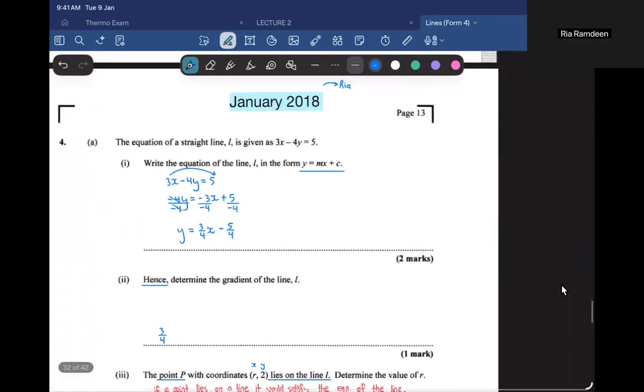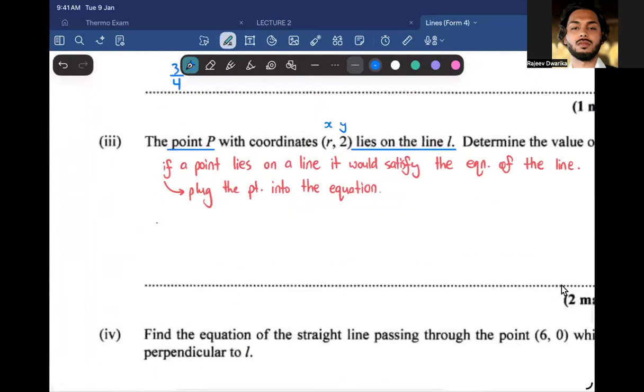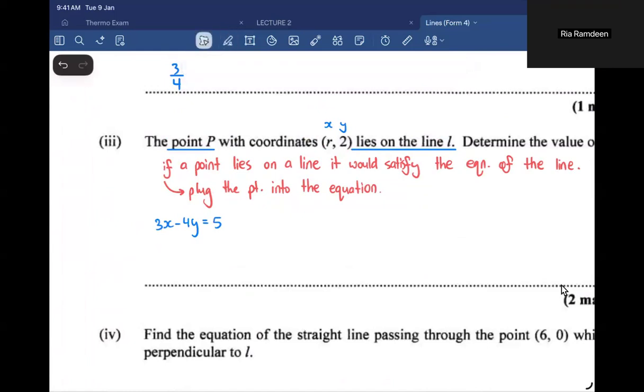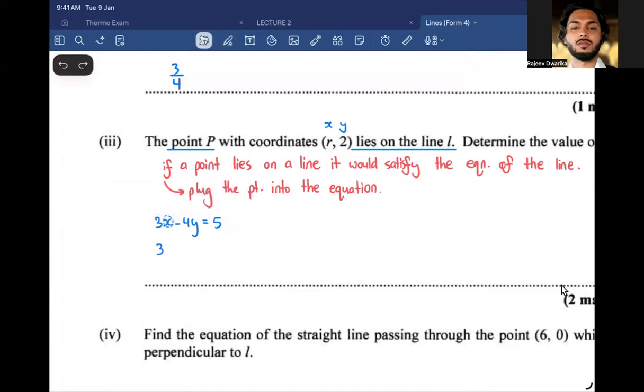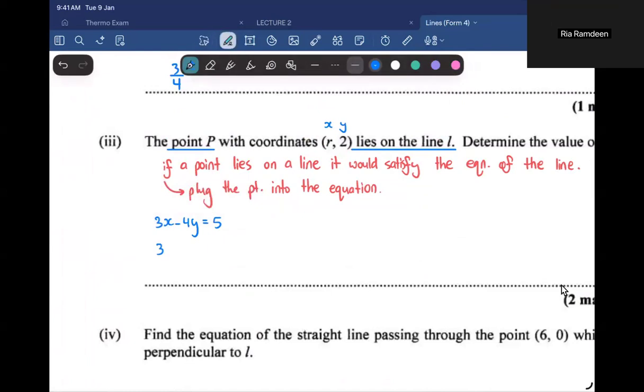Yeah. And we're using 3x minus 4y is equal to 5. Tell me what to write next. So 3, brackets. Okay, so you see R is a letter like X. We don't have to put it in brackets. It's understood. Like 3R is literally 3x.